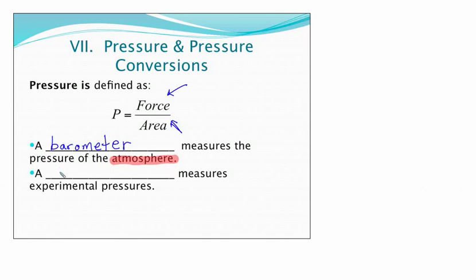If we're talking about an experimental type of a value, we use a manometer. So that's learning at the definition level. So I want you to be familiar with those two vocab words. They're more likely to be in your multiple choice since there's simple definition at that point.